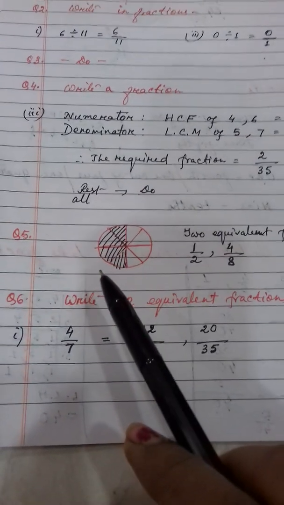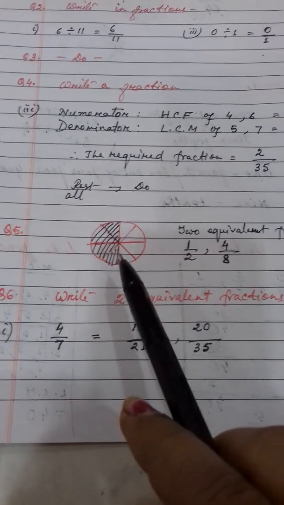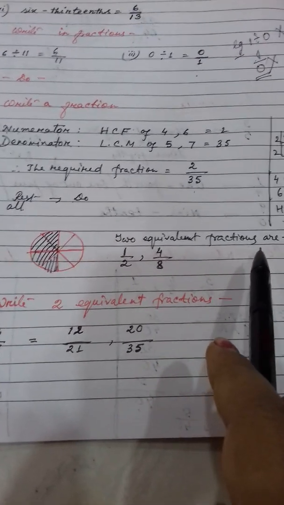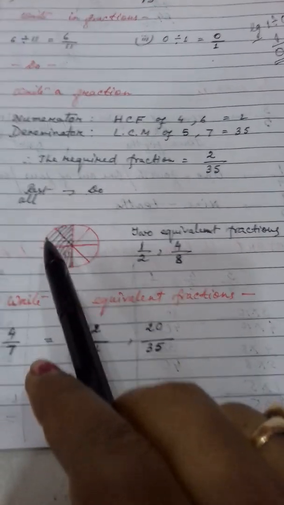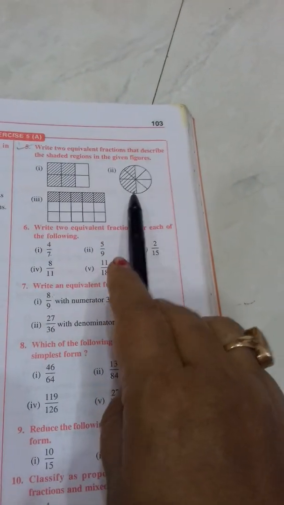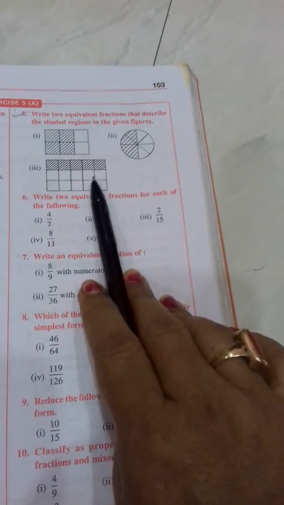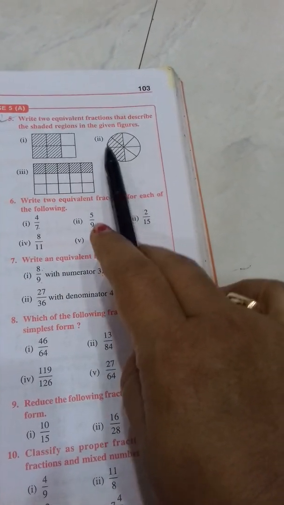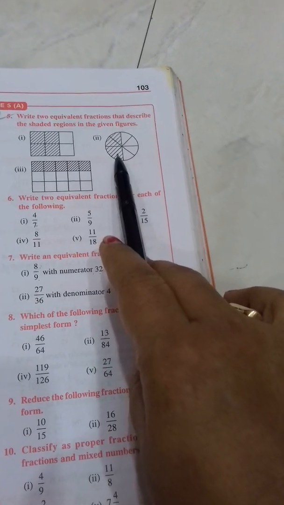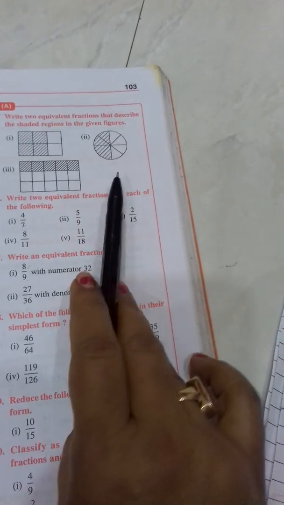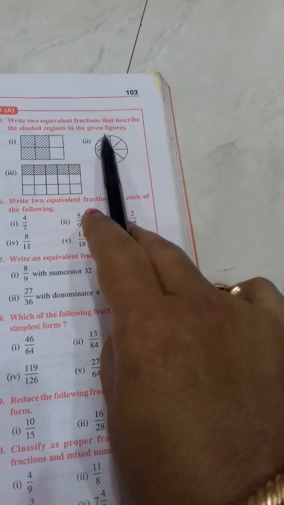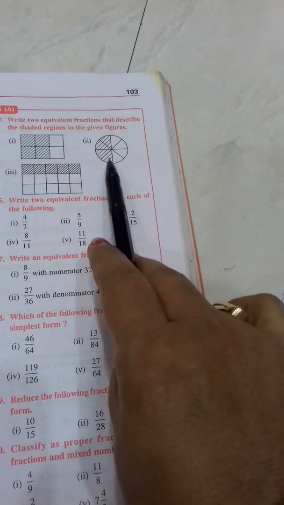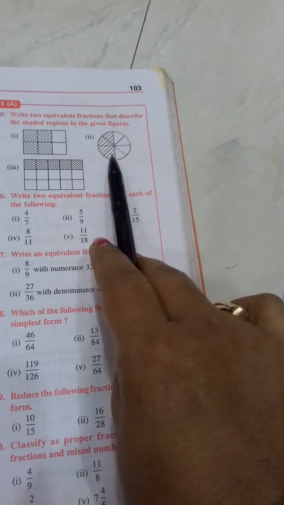Question 5, you have to write two equivalent fractions of the shaded part. Now here 3 are given. I have shown circle 1. What we will do, as you have to write down the two equivalent fractions, so what is the procedure? First you will consider each shaded part individually. Clear? Suppose how many parts are there in total here? 8. Out of 8, how many parts are shaded? 4. So the first fraction will be 4 by 8. This is the first fraction.